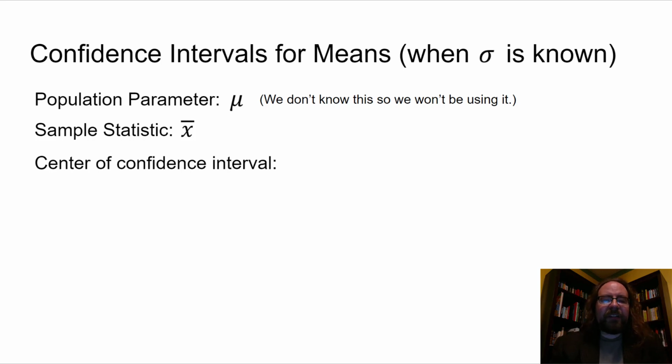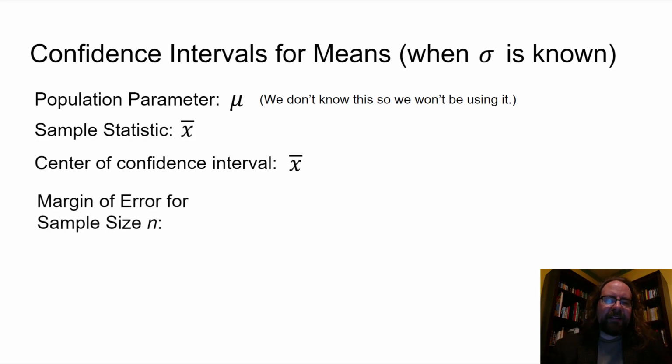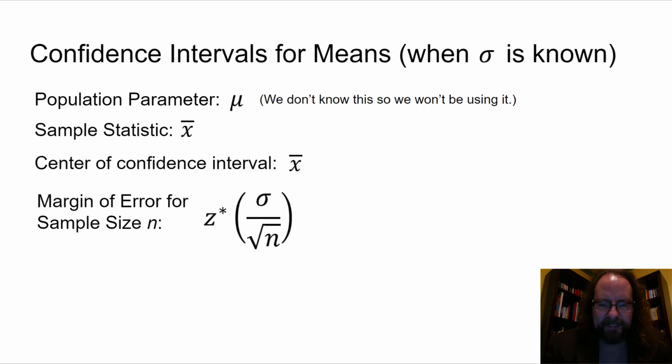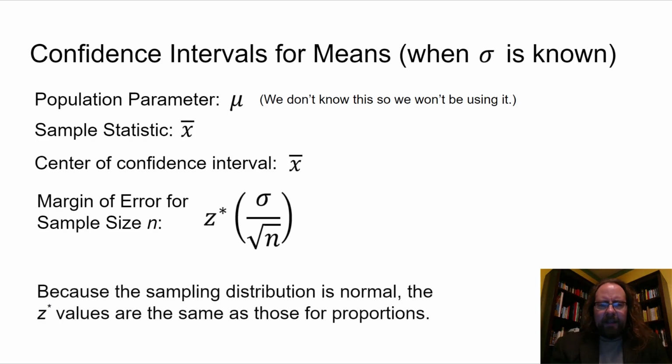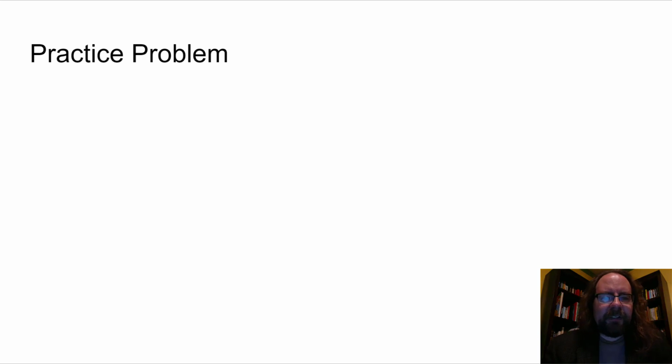The center of our confidence interval, like with proportions, is going to be our statistic, x bar. The margin of error for a sample size n is going to be based on the standard deviation for a sampling distribution for means. So it's going to be z star times the quantity sigma over the square root of n, which you should recognize from the last video as the standard deviation of a sampling distribution. And since these sampling distributions are normal, the z star values are the same as those for proportions. So let's actually look at a practice problem to see how we would do this.